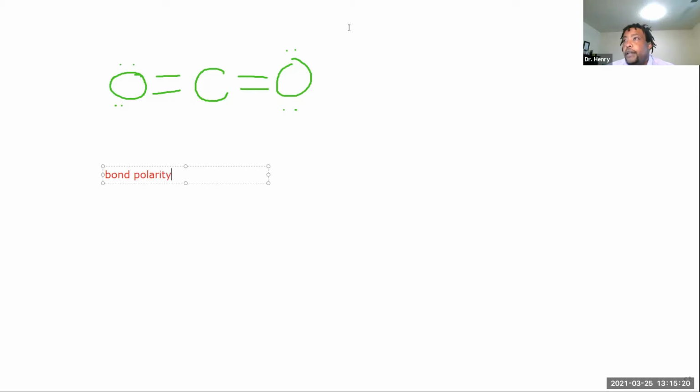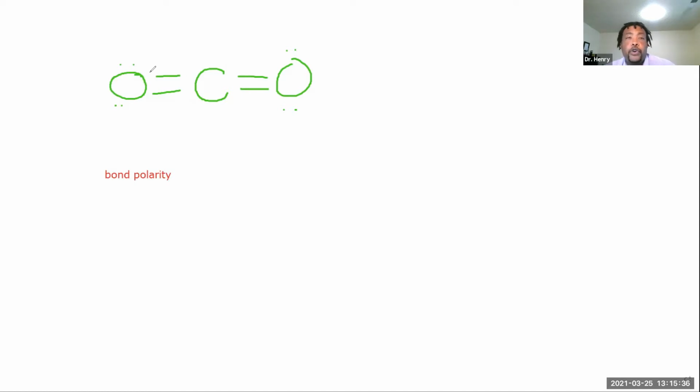Can you repeat that again? You said it's what? I'm sorry. It's between two atoms. It's the bond between two atoms, bond polarity, because this is a bond between carbon and this oxygen. Okay. So in this case, we're looking at the bond polarity.